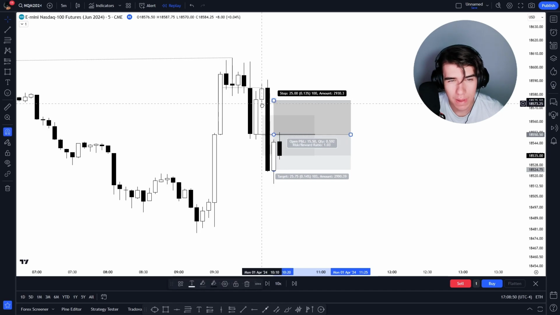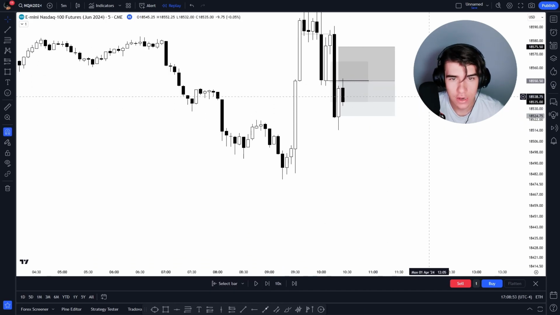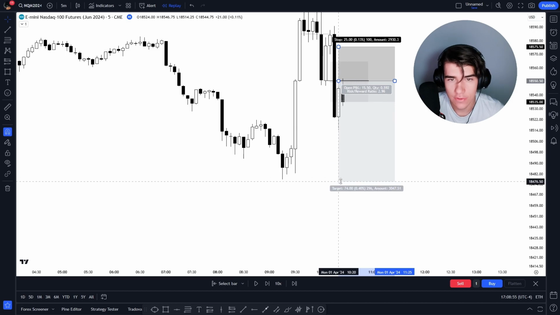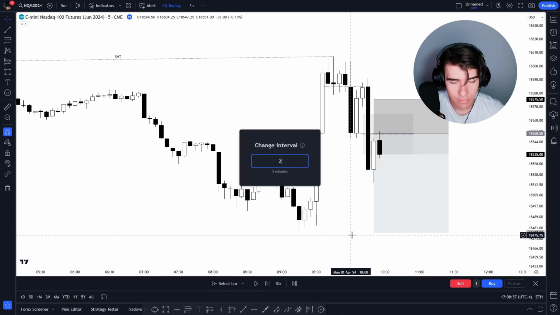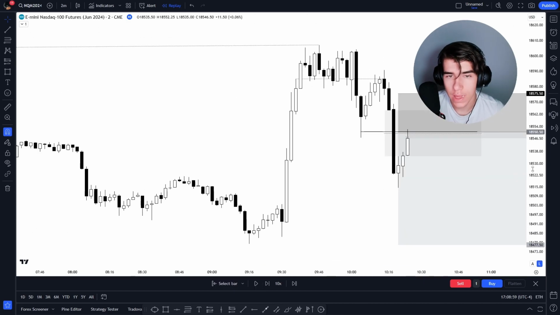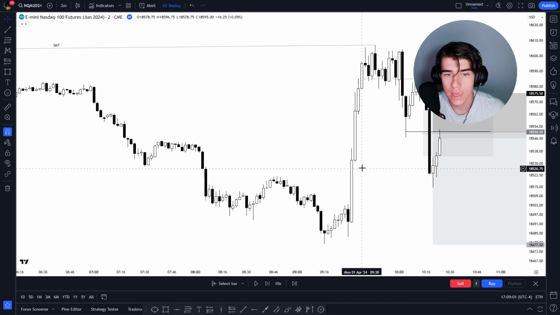I would put my stop a bit above the 5-minute imbalance, not expecting it to go higher, and targeting the opposing liquidity, right? Before we press play, let's go over exactly what happened again.